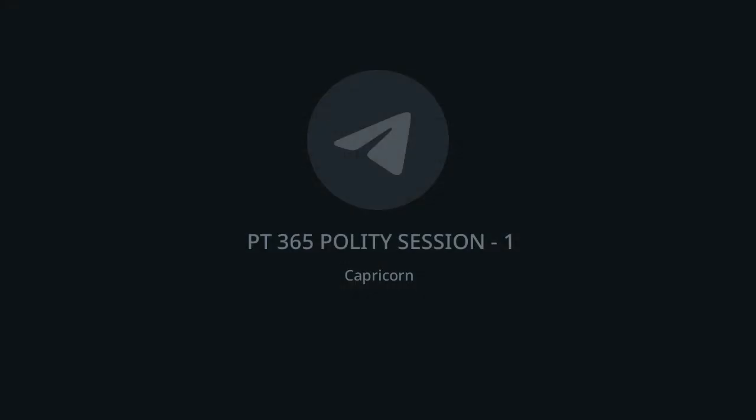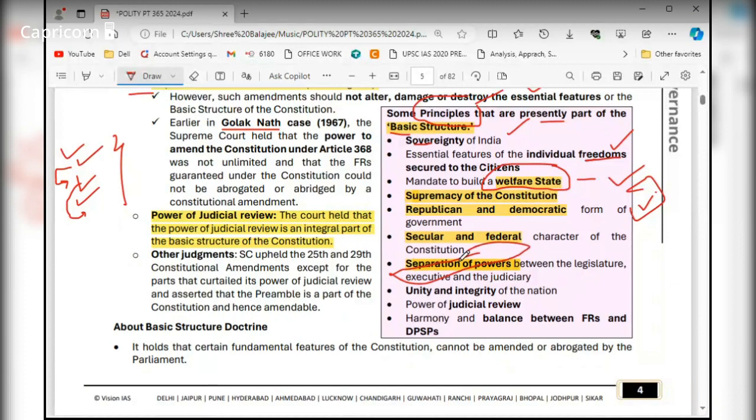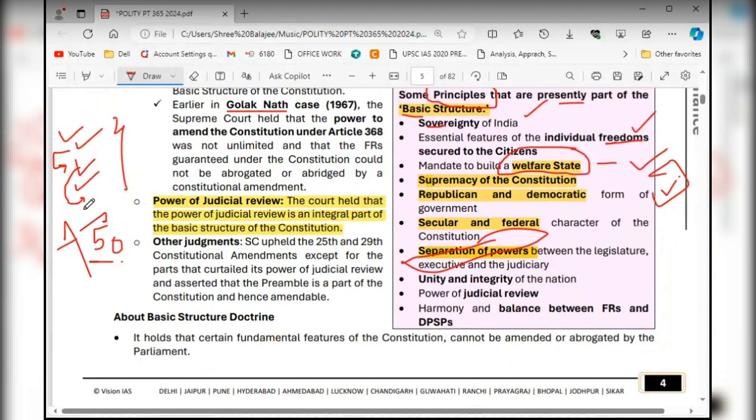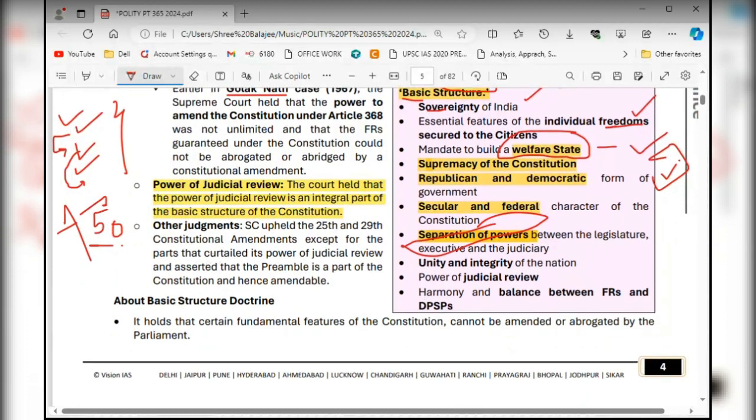So the government has ensured the separation of power through various articles as well. For example, there is article number 50. Now you have to explain what this article 50 actually discusses. Article 50 talks about the separation of power, but separation between what? You have to mention this. Then comes unity and integration, power, judicial review.